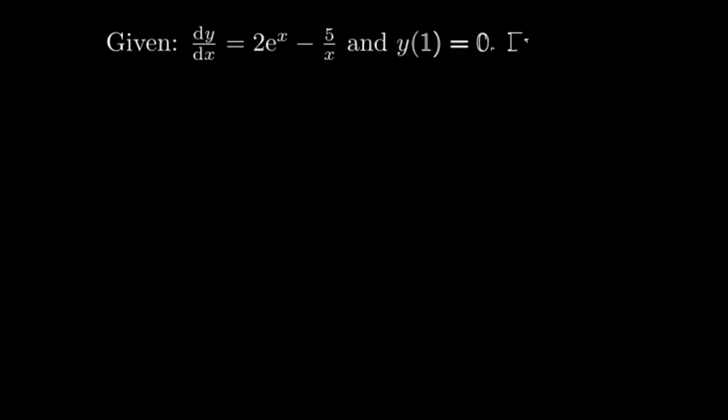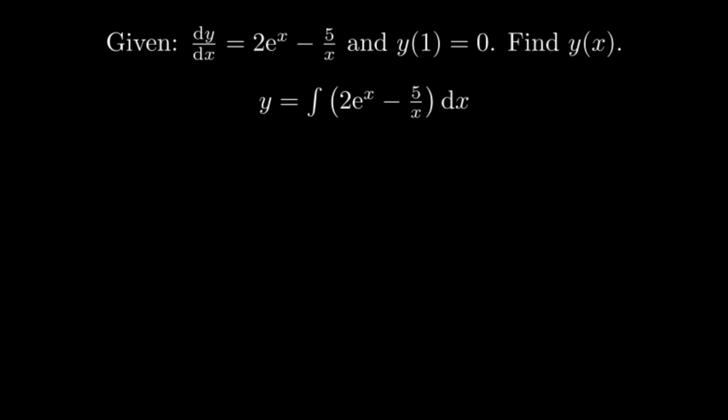Let's solve question 25. We are given dy by dx equals 2 e to the x minus 5 over x, and y equals 0 when x equals 1. We need to find an expression for y in terms of x. First, we integrate dy by dx to find y.